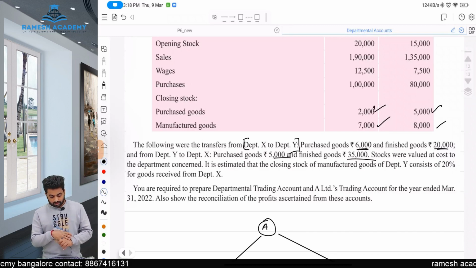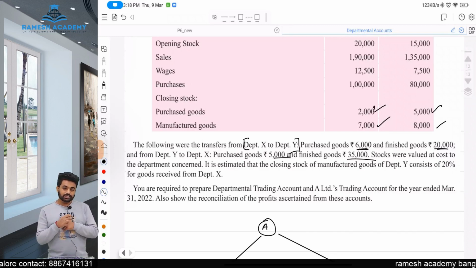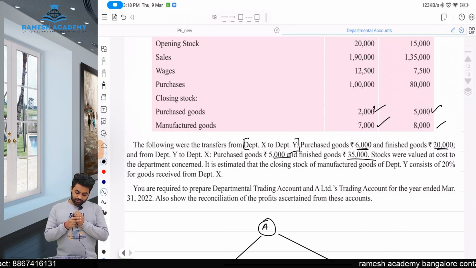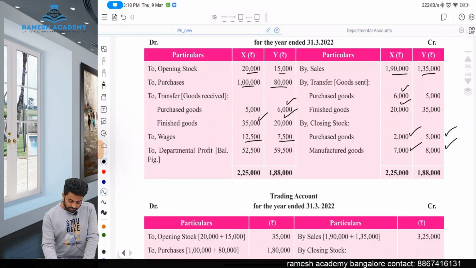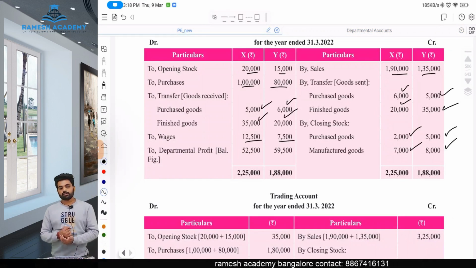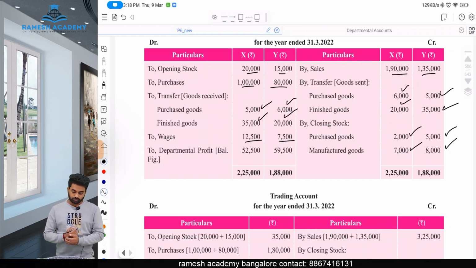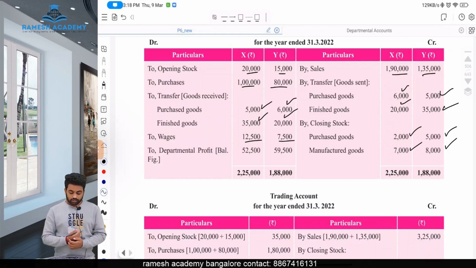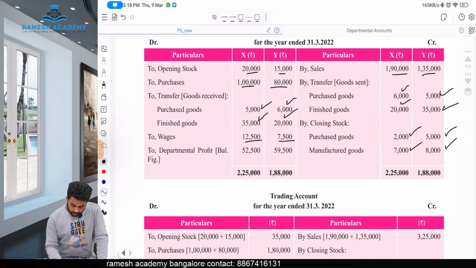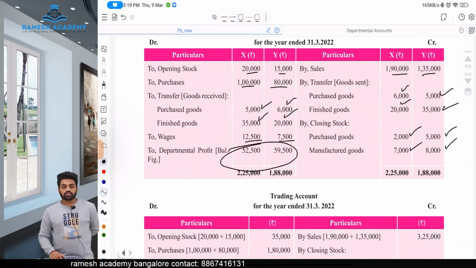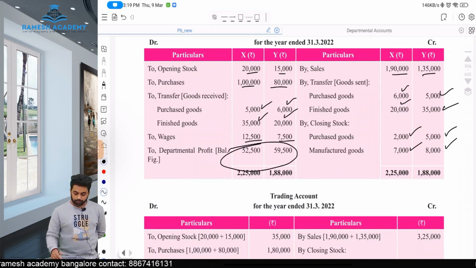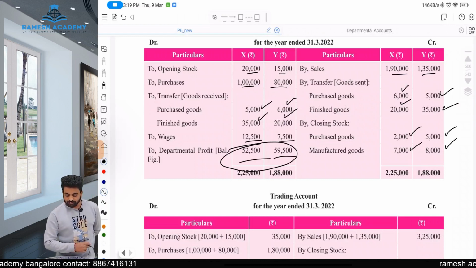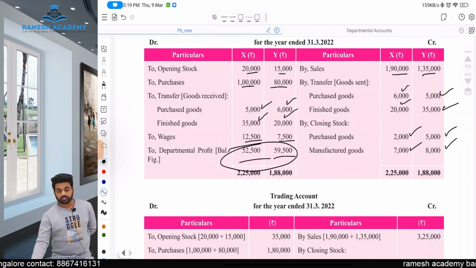In X it is on the purchase side, that is the debit side. In Y it is on the sales side because it is kind of sales only. So 40,000 each: 5,000 and 35,000. Okay. After so much, what did we get? We got the departmental P&L, 52,500 and 59,500.